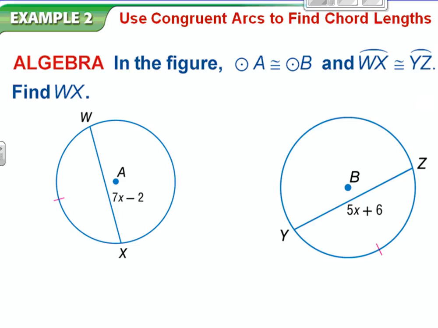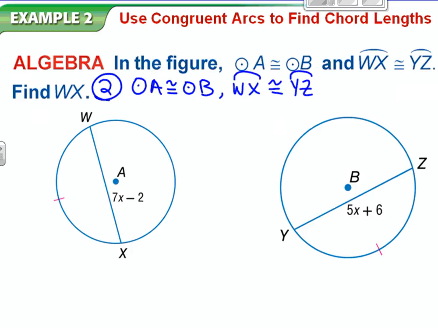Now, our next problem is one where I think we might have to write a little bit someplace else. This is number 2. I do want you to write the given information on the slide. Notice it says circle A is congruent to circle B. The nice thing about it saying that is it is establishing the fact that A and B are the centers of those circles and that they are the same size. And we also know that arc WX is congruent to arc YZ. And that's marked on our picture as well.